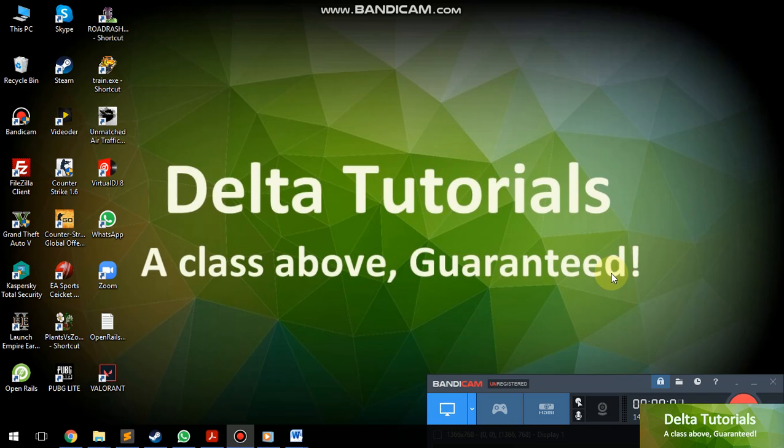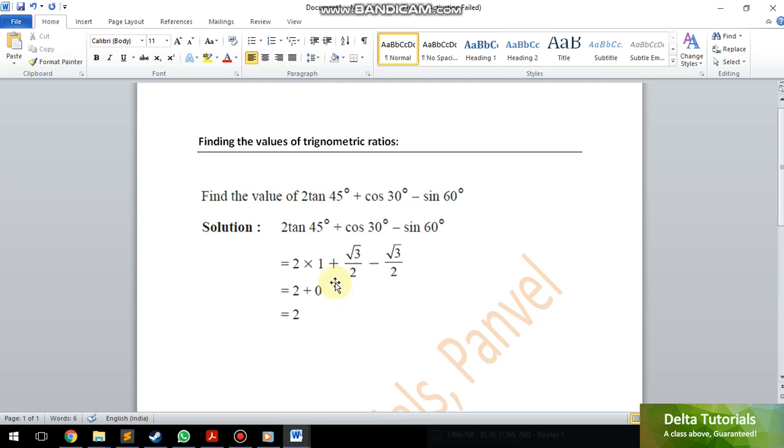Hi, in this video we will see how to find the value of a trigonometric expression. The example will be given like this. We have a question in front of us: find the value of 2 tan 45 degree plus cos 30 degree minus sin 60 degree. Now to solve such kind of problems we should be completely aware of the trigonometric values which are there in the table.